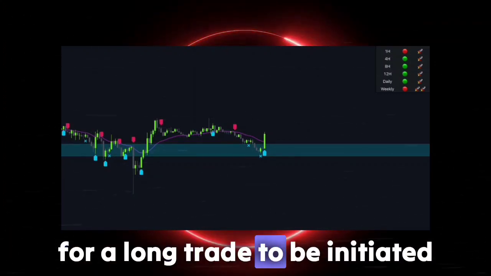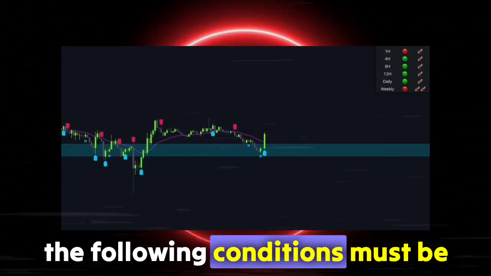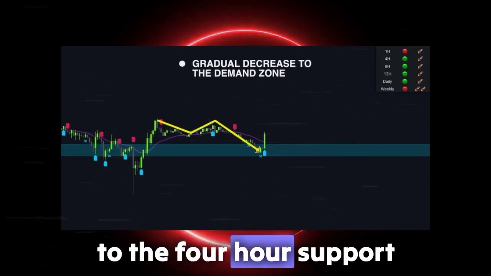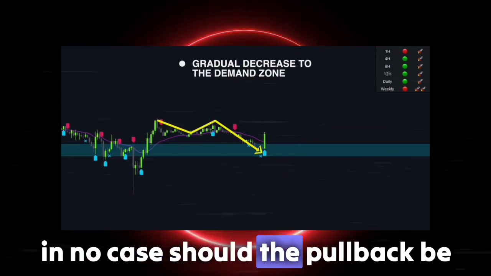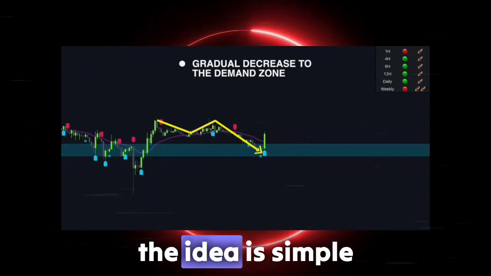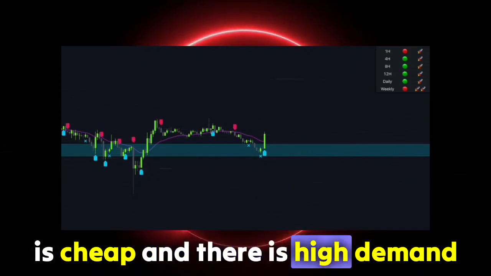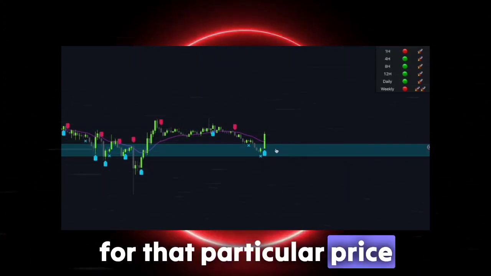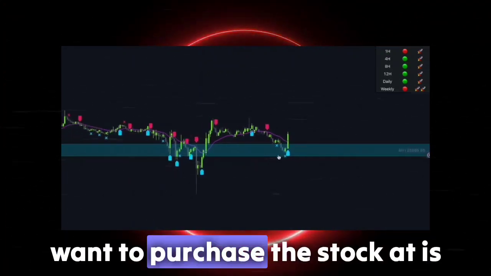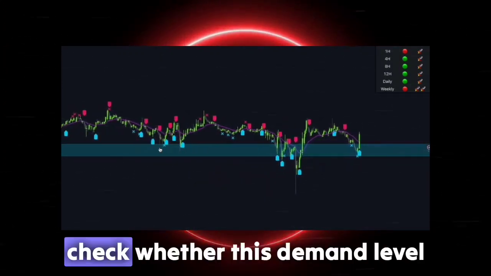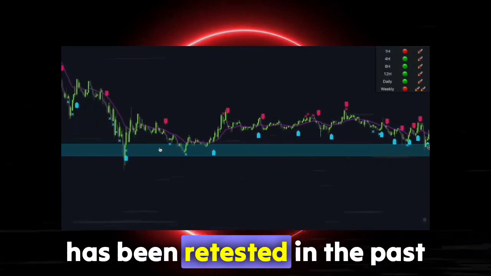For a long trade to be initiated, the following conditions must be met. First, the price must gradually return to the 4-hour support. In no case should the pullback be sharp. The idea is simple. We want to buy the stock when it is cheap, and there is high demand for that particular price. How can we check if the price we want to purchase the stock at is in high demand? Simply look back in time and check whether this demand level has been retested in the past.